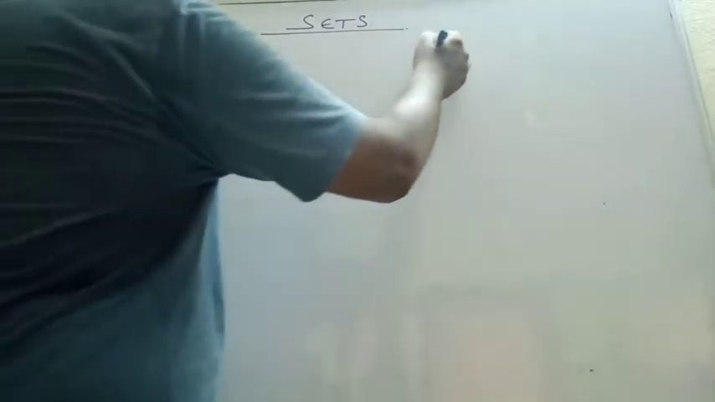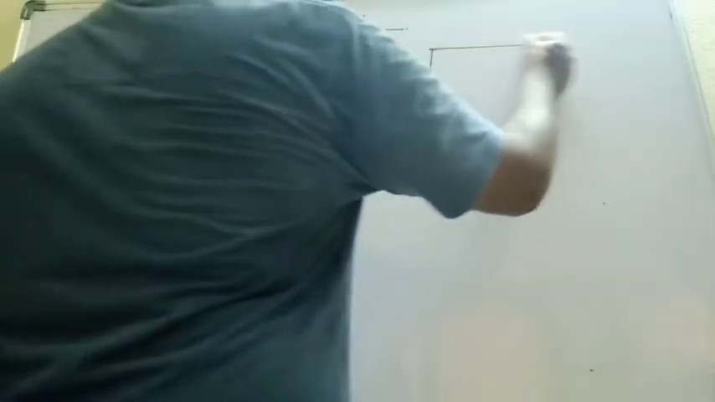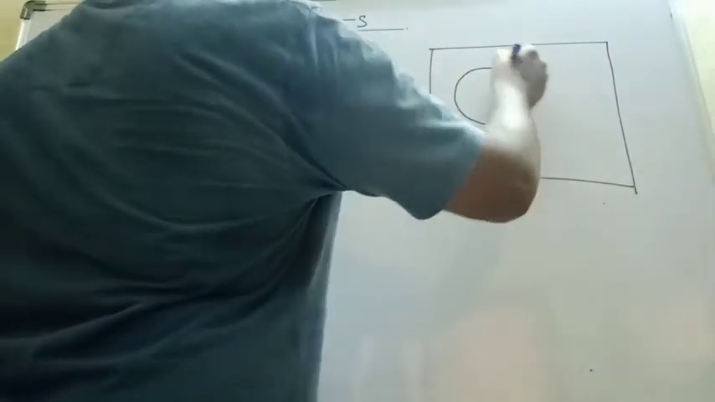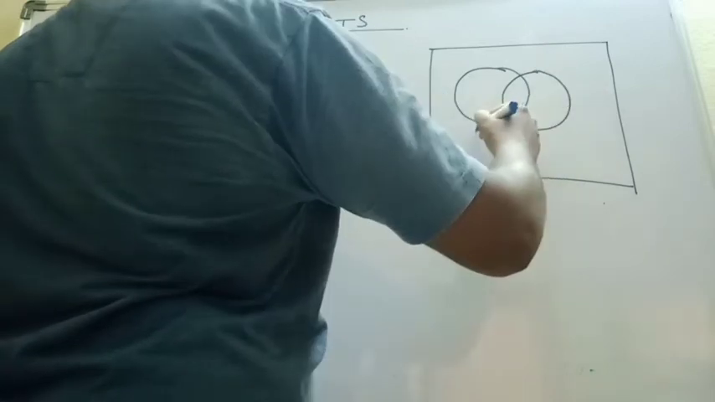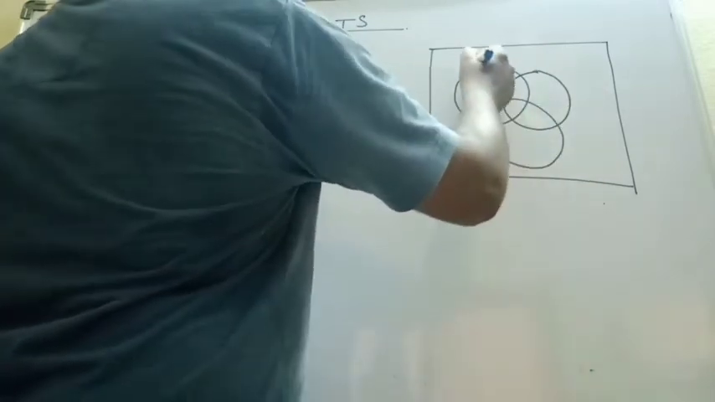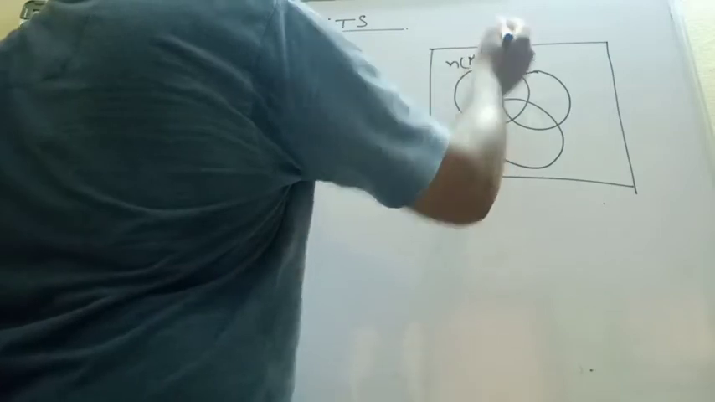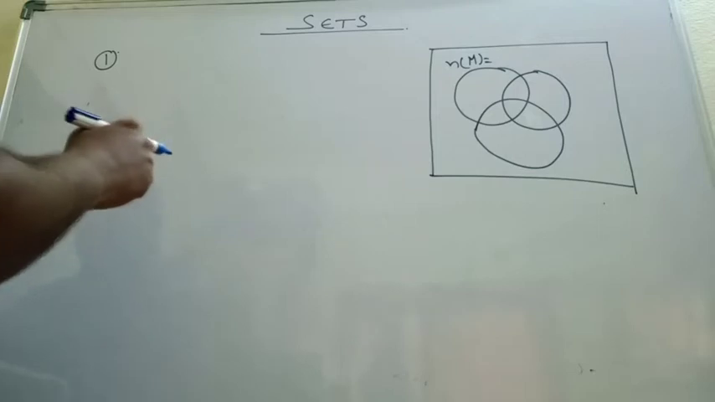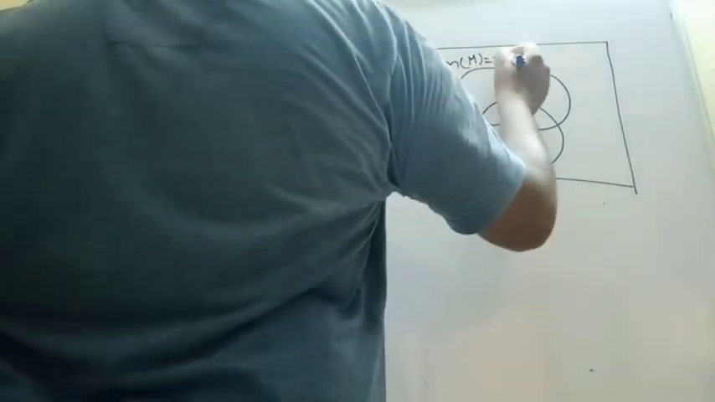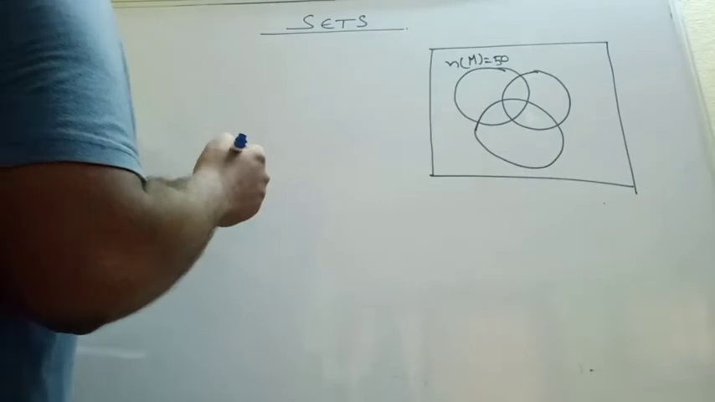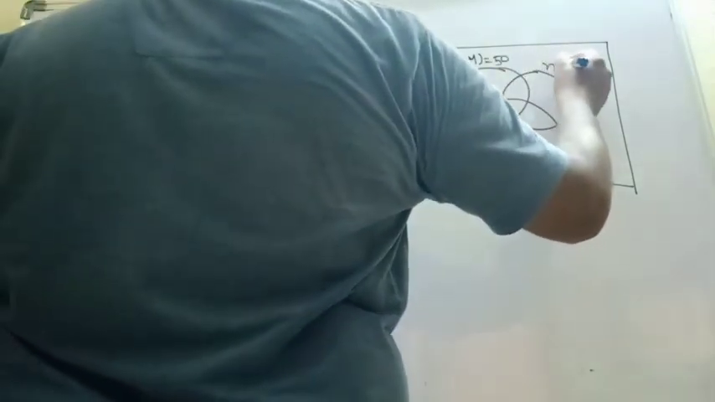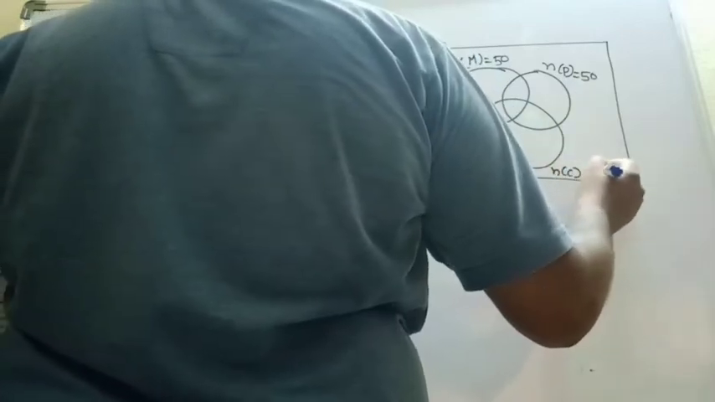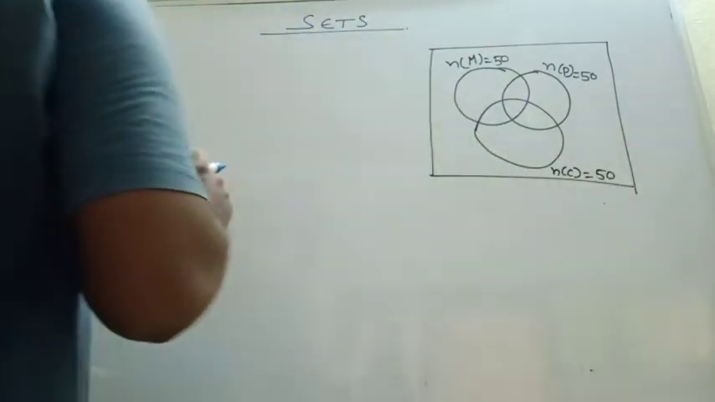First of all, let us see how we will do this particular problem, my dear students. Because there are three subjects, maths, physics and chemistry, we will draw three sets like this. This is M, n(M) is equal to 50, since 50 students studied mathematics. This is P, n(P) is equal to 50, and this is C, n(C) is equal to 50. Chemistry also 50.